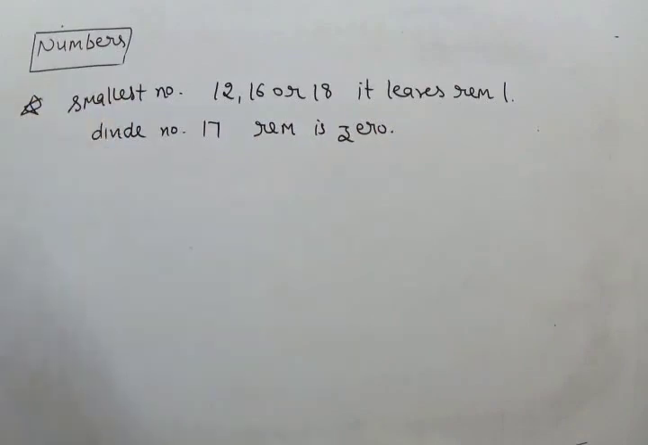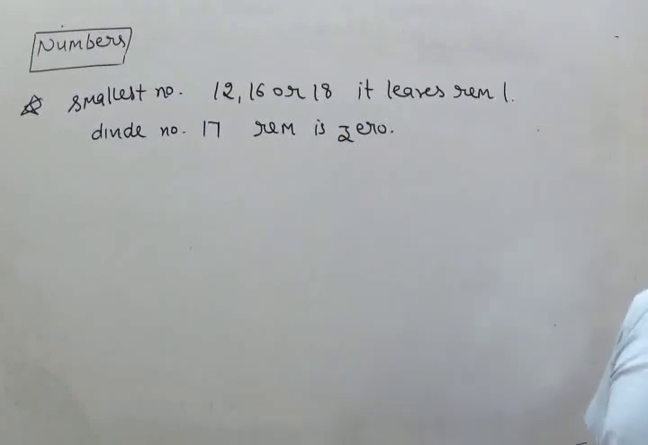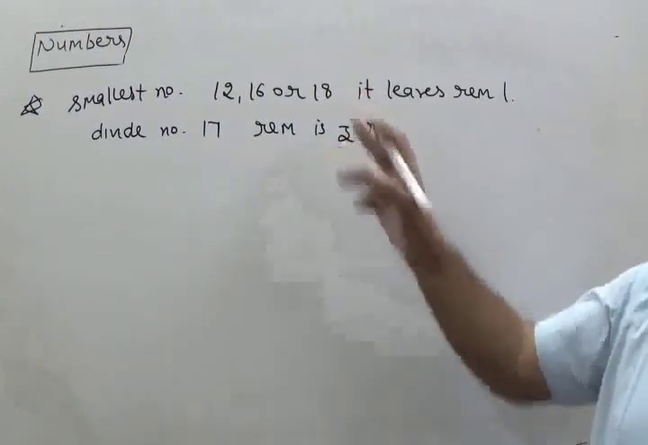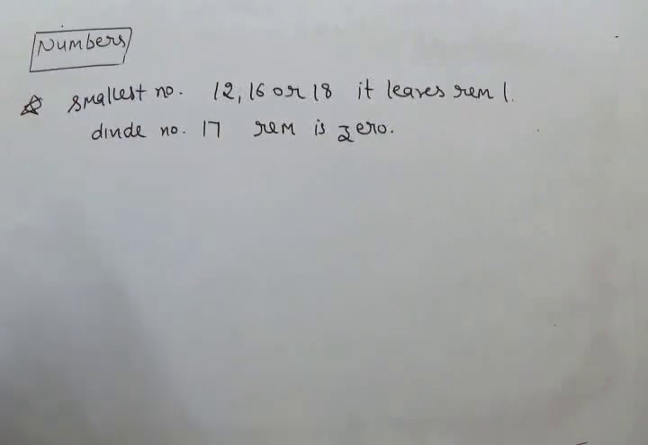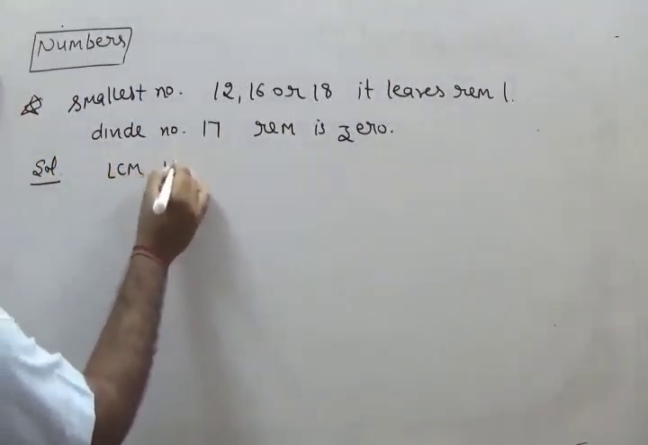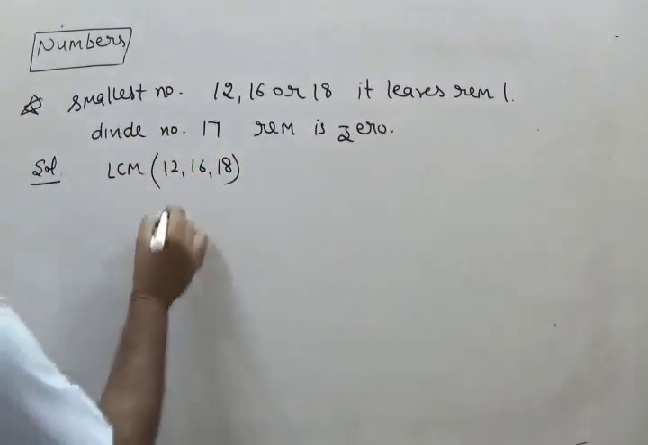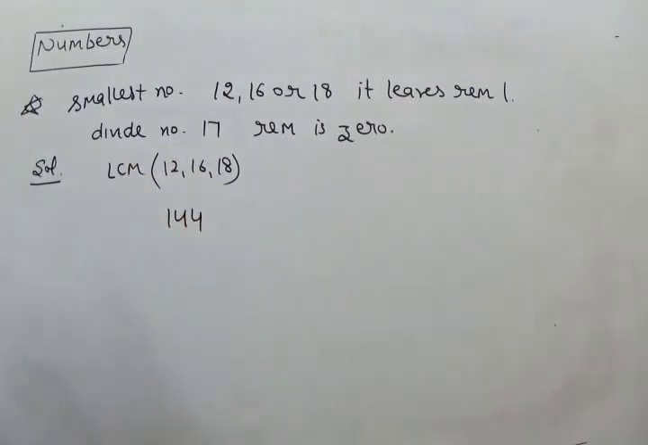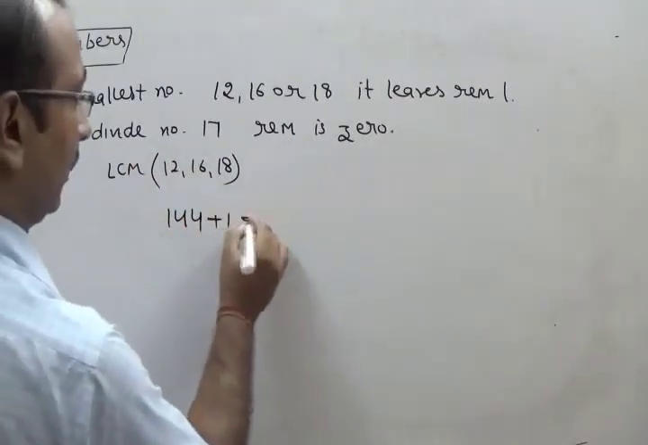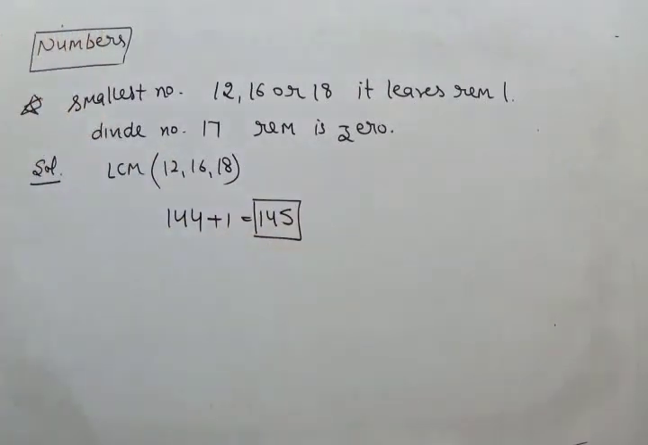Now this question contains two things. The first one is we have to find a number which, when divided by 12, 16 or 18, leaves remainder 1. It means I just take the LCM of 12, 16 and 18 and add 1. Here my LCM is 144, and I have to add 1. So the smallest number satisfying my first condition is 145. But here I also have to add the second condition.